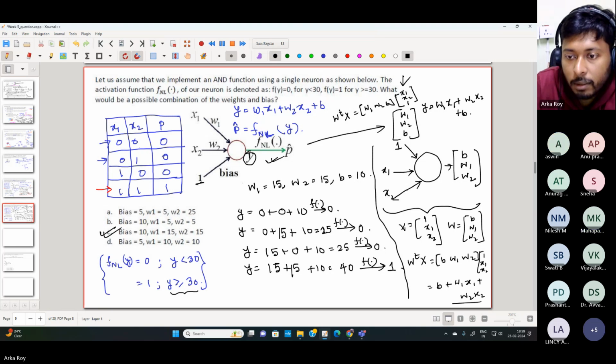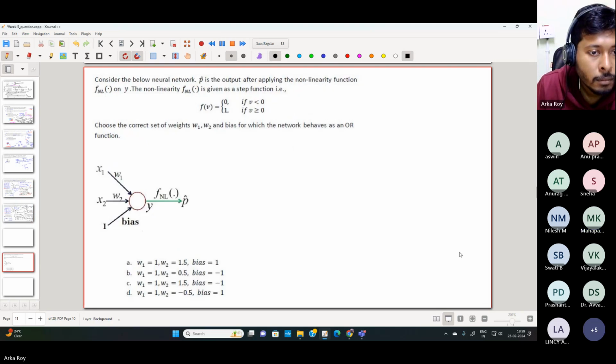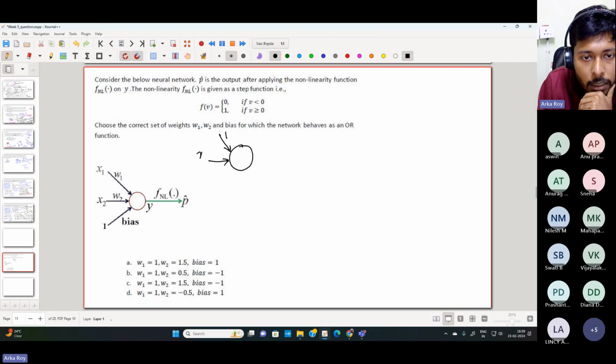Sir, yes, but in the 10th question, if we put the reverse order, we are not getting the answer. Only for this question, sir. What order do you put? Bias first, then x1 and x2, W1, W2, like that. So whatever order you put, for example, for this particular option, you are asking that you put bias at the top and x1 and x2 at the bottom, right? This is what you are saying.